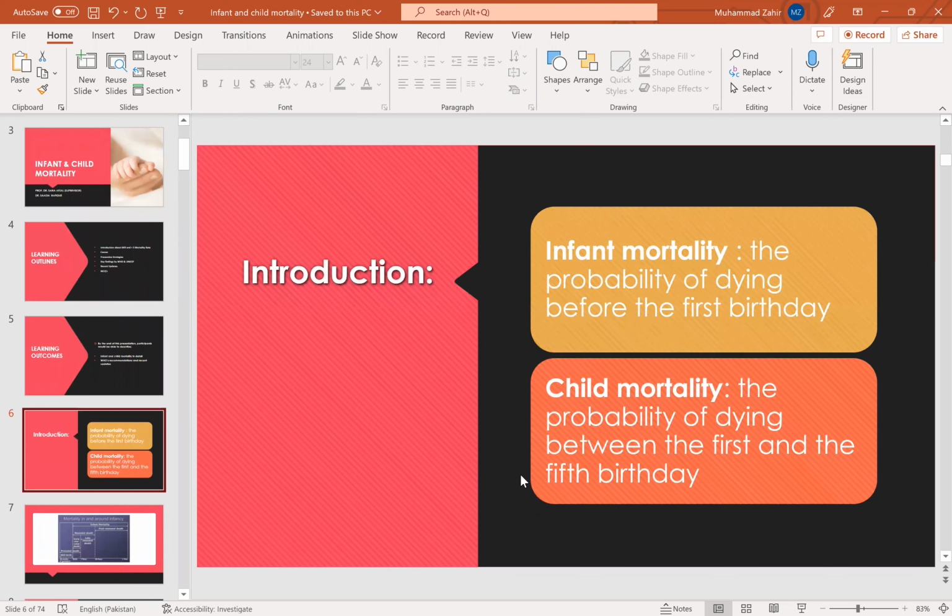Introduction. Infant mortality is the probability of dying before the first birthday, whereas child mortality is the probability of dying between the first and the fifth birthday.